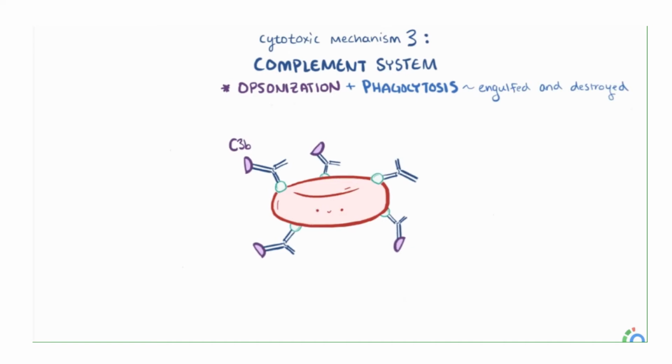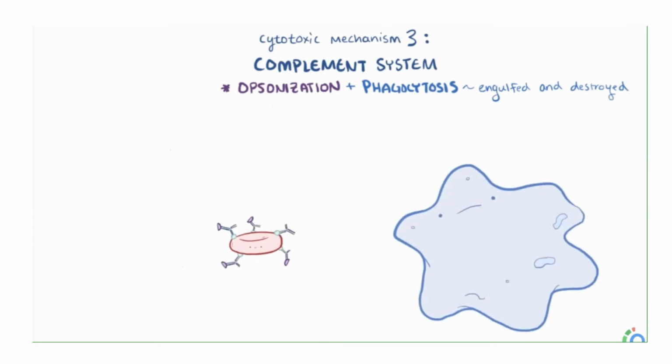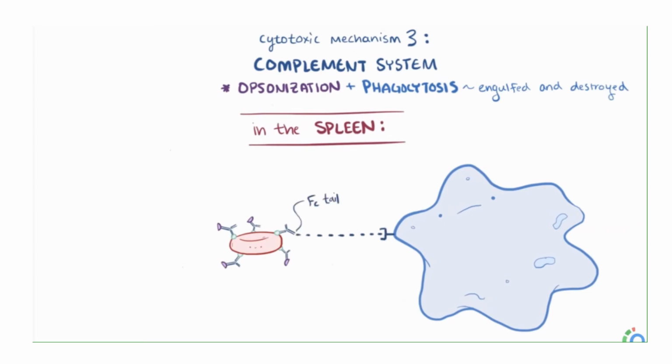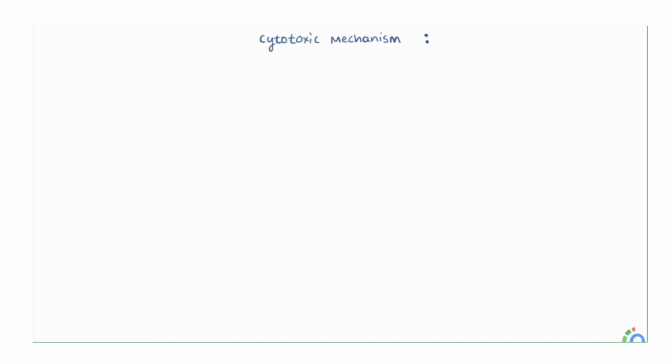Once opsonized, the antibody-antigen complex and the cell it's attached to encounters a phagocyte in the body's blood filtration organ, the spleen. And the phagocyte targets the cell by binding to the Fc tail of the antibody or the C3b bound to the IgG. Then it engulfs and destroys the cell. Alright, so the last three mechanisms involve the complement system in one way or another. The last couple mechanisms are a little different.